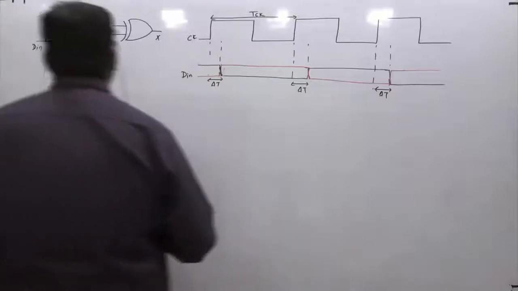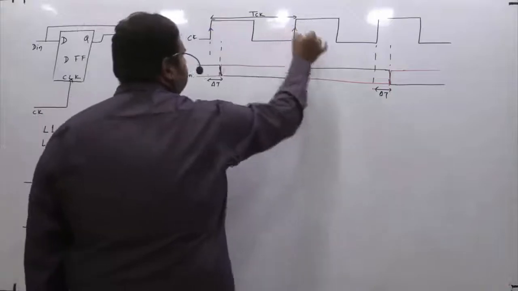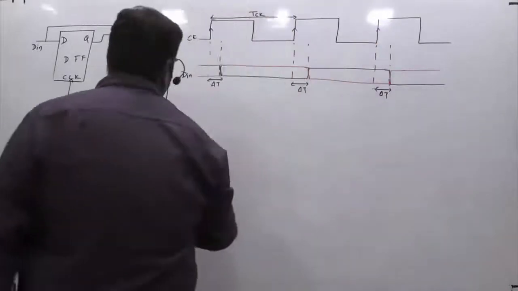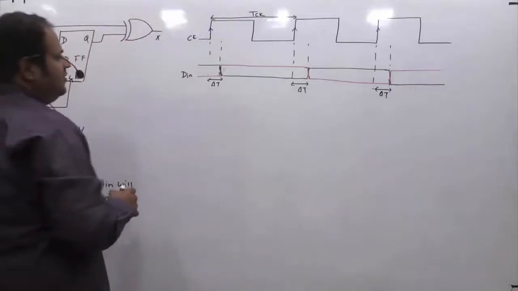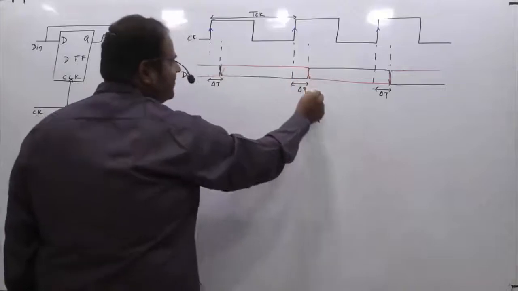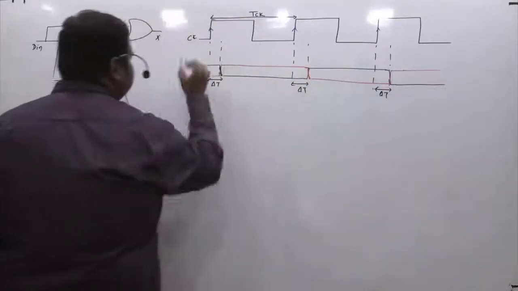First, because it is positive edge, I am highlighting the positive edges of the clock. These are the positive edges of the clock. If you observe the D in, these periods are drawn larger here, but if you see the original question paper, they are very, very small. So this is the clock.